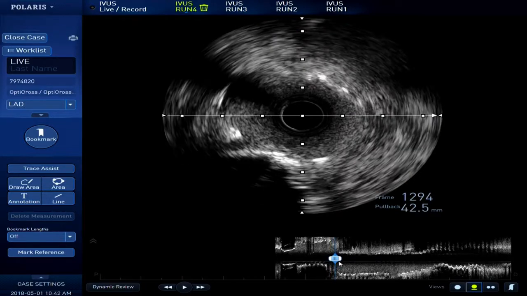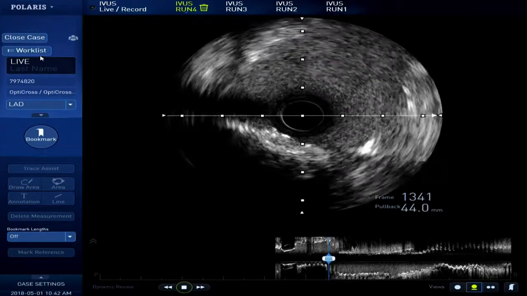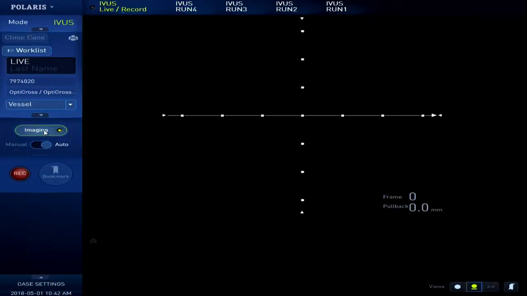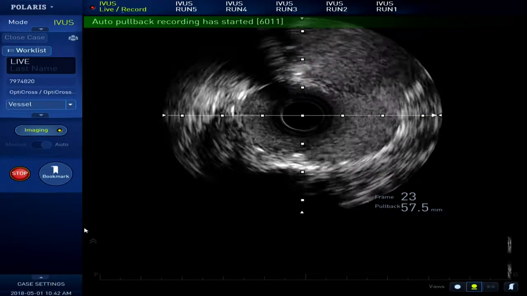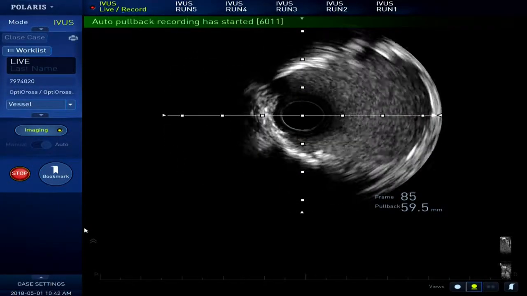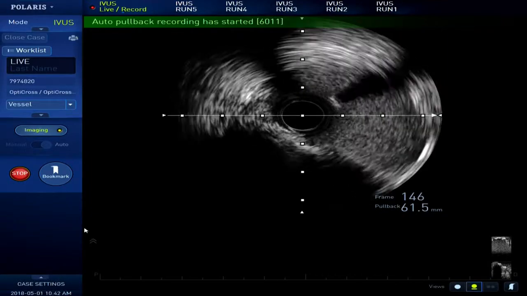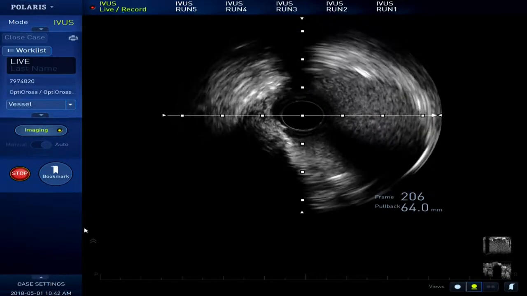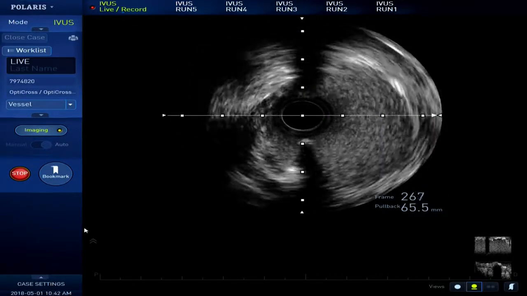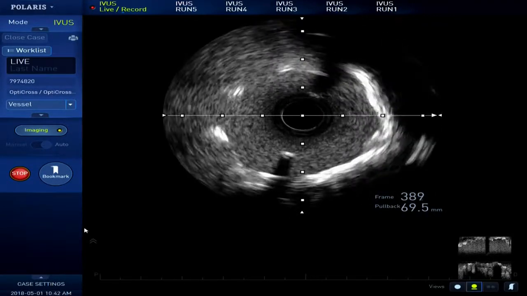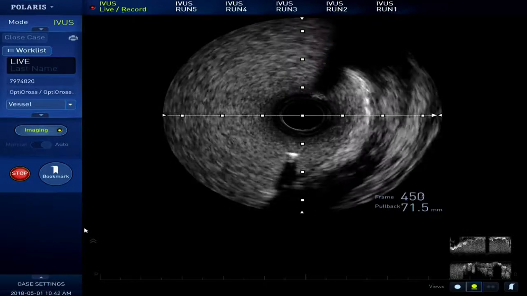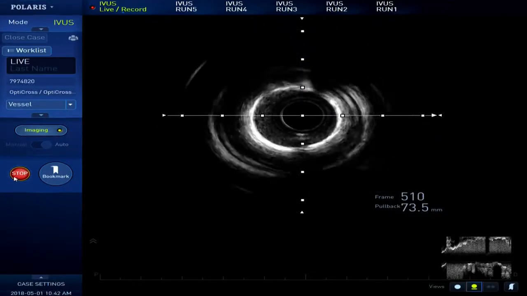Right, please. Another IVUS examination. And record. Here is the pullback from the left main ostium. The stent is somewhat protruded. The ostium of the left main was covered by the left main stent.